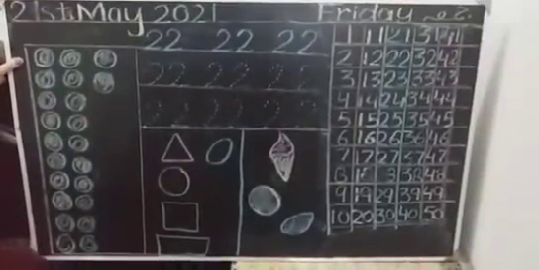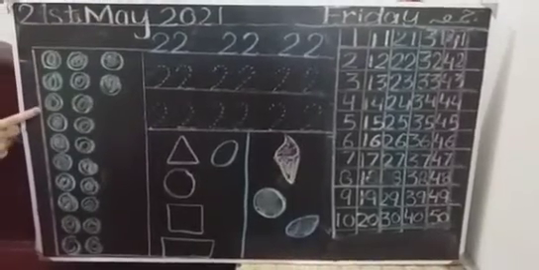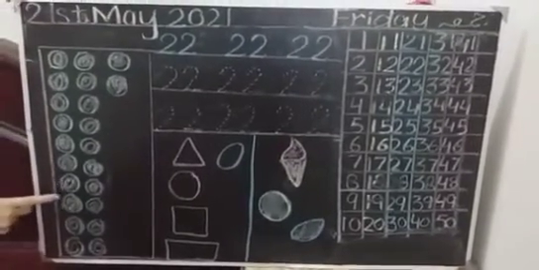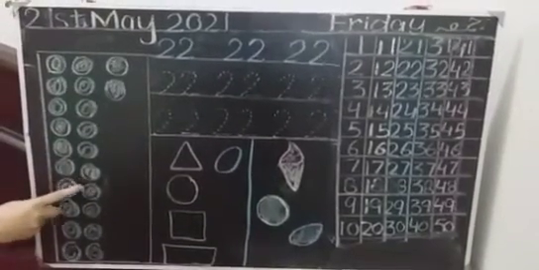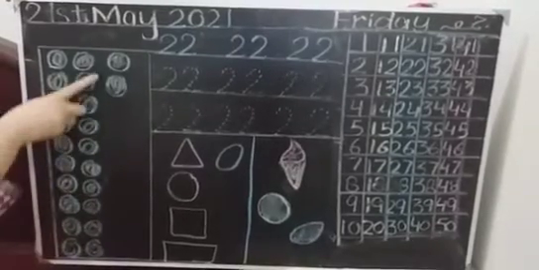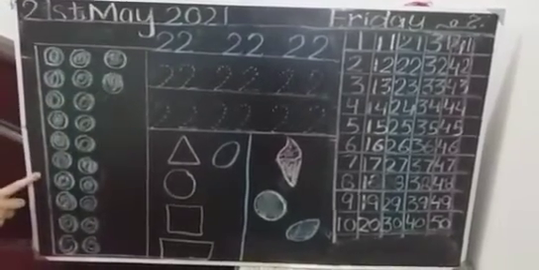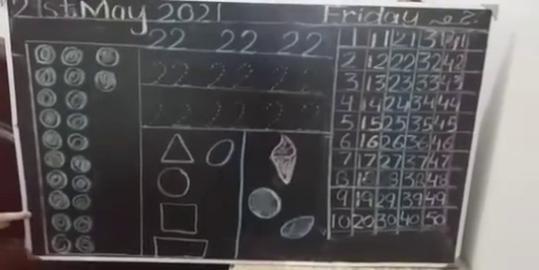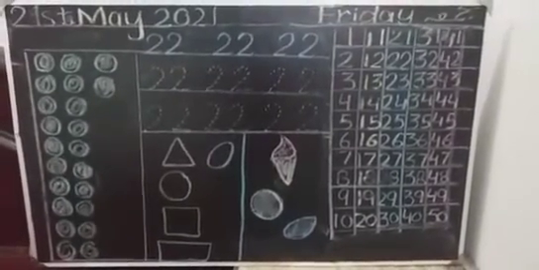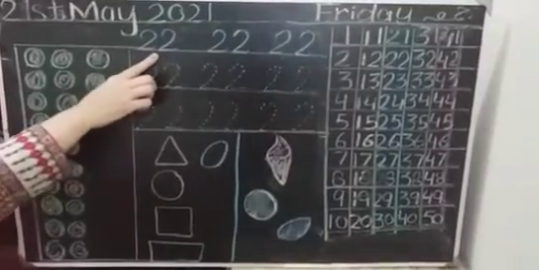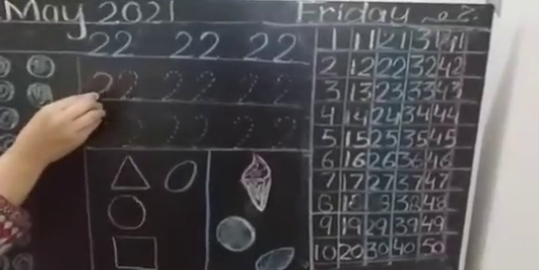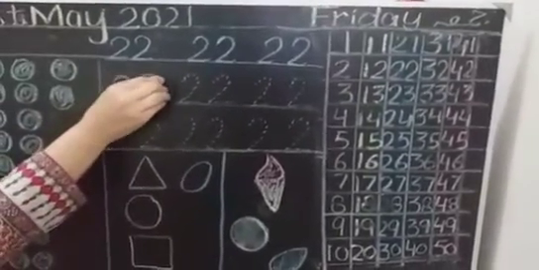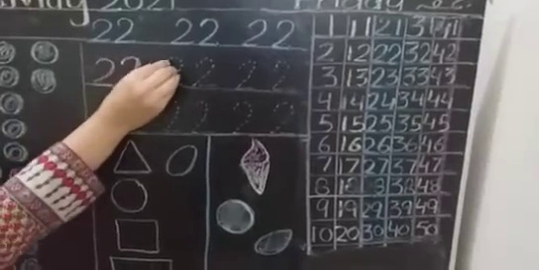Okay, my dear students, now look at the board. Now count the beads again. 1, 2, 3, 4, 5, 6, 7, 8, 9, 10, 11, 12, 13, 14, 15, 16, 17, 18, 19, 20, 21, 22. How many beads are there? 22 beads. So our new friend is 22. Which number is this? 22. Now start the writing. Start from here. 22. What is this? 22.